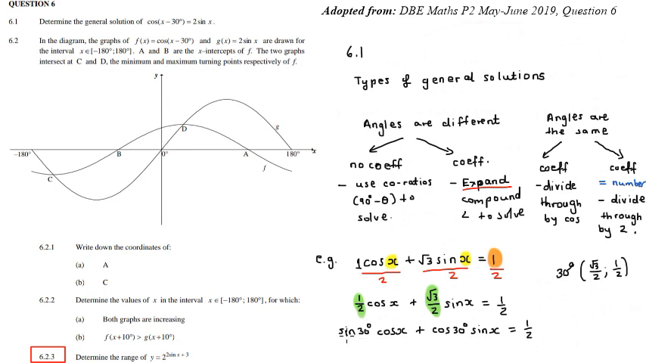So now you can see you have sine, cos, cos, sine, which is the compound angle expansion of sine. So this can collapse down into the sine of the first angle, which is 30 degrees, plus the second angle, which is x, and that will equal 1/2. So you've now reduced this down into one trig ratio, and you can solve from there, getting your reference angle and all of that.